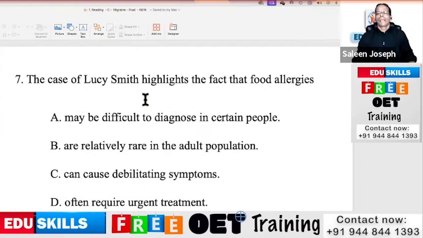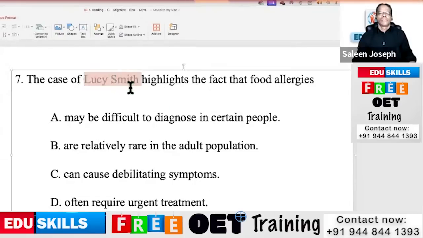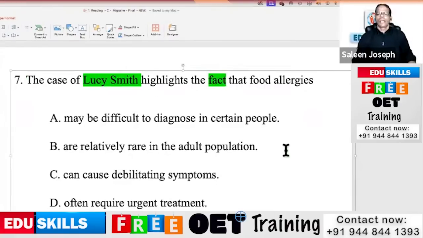The case of Lucy Smith highlights the fact that food allergies. Name Lucy Smith. Okay, Lucy. Fact. Okay. First option: may be difficult to diagnose in certain people. What is the concept in this option? Diagnose. Yes. Concept-based hedging words, we call it. Concept-based keywords. And B: are relatively rare in the adult population.